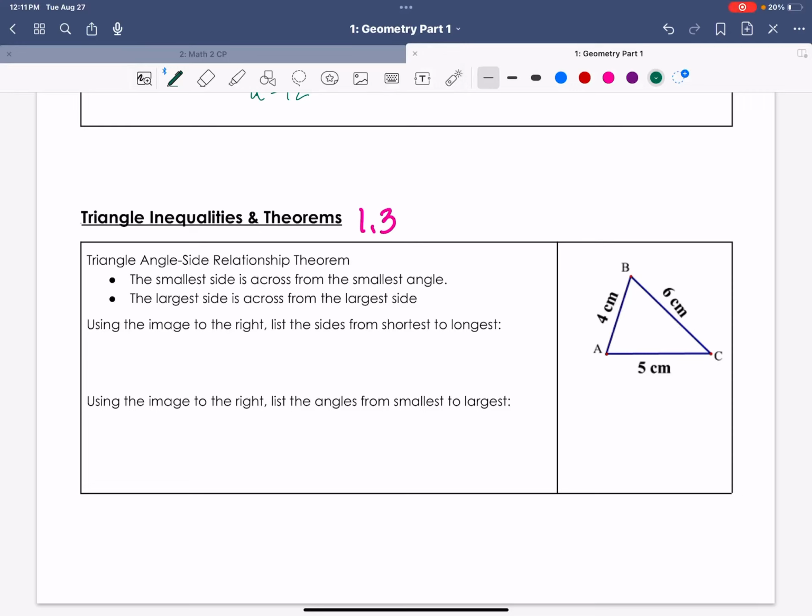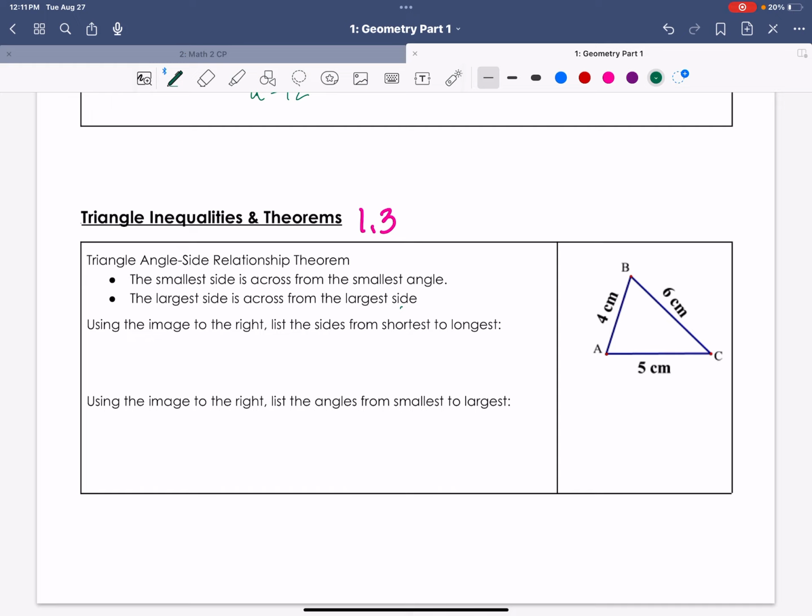All right, hey everyone, today we're going to talk about triangle inequalities and theorems. So for this one, it says the triangle angle-side relationship theorem: the smallest side is across from the smallest angle. The largest side is across from the largest angle.